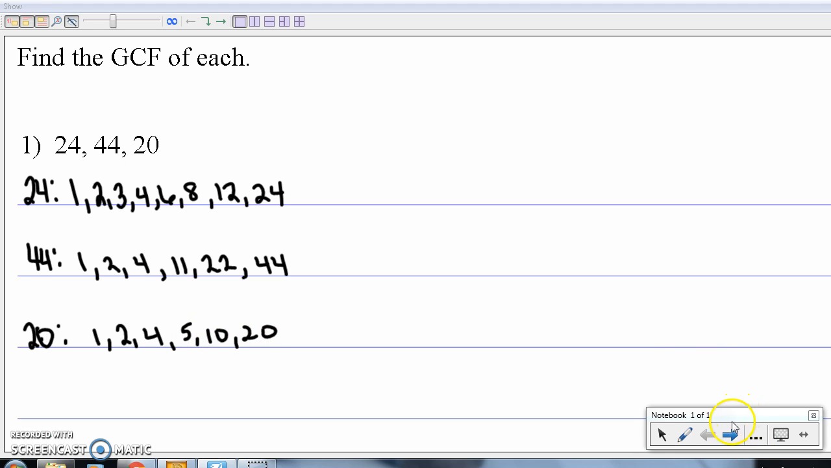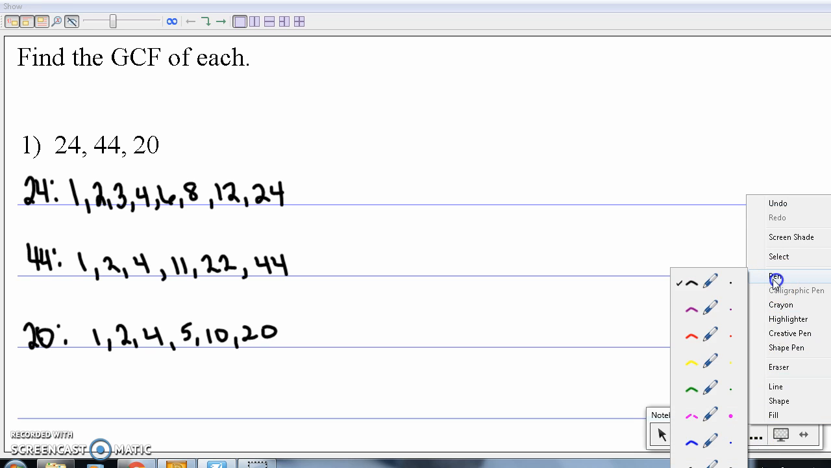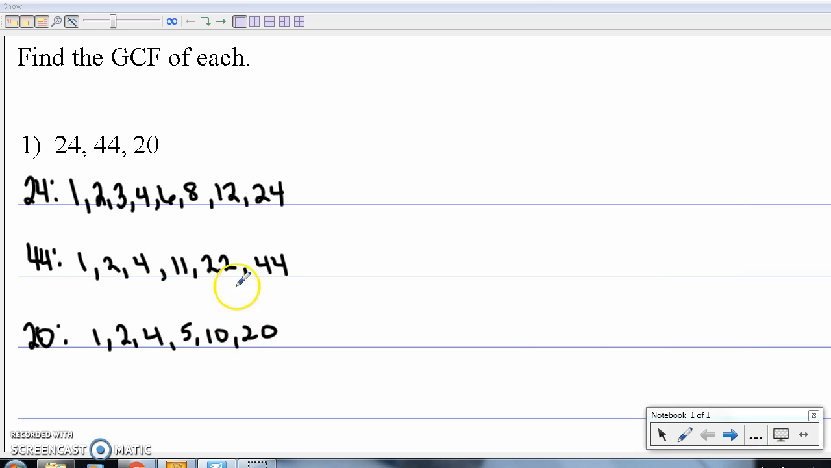So to find our greatest common factor, what we're really looking for is the biggest number that appears on each of these lists. So we'll notice here that the biggest number that shows up on all three lists is 4. Okay, so our GCF is 4. So that's one way, probably the fastest way to find your GCF if you don't see it right away.